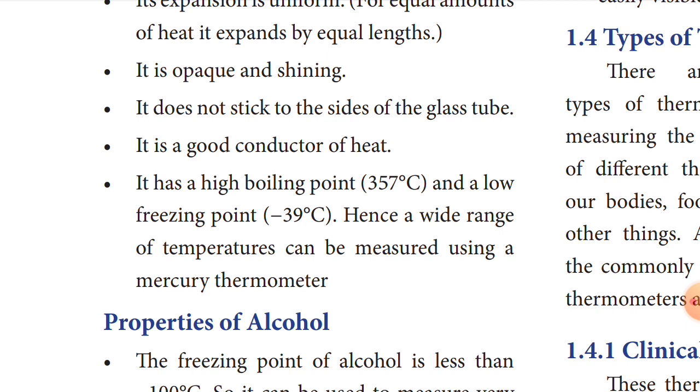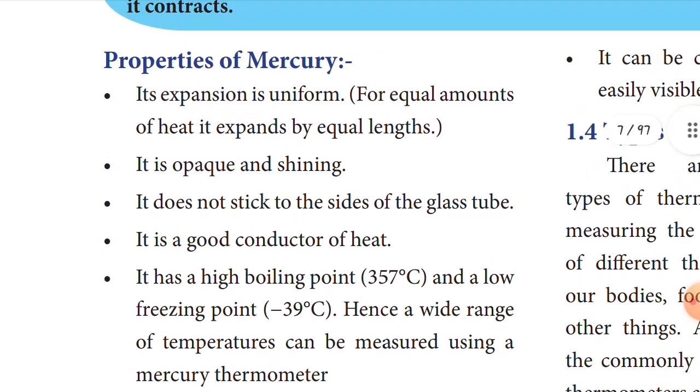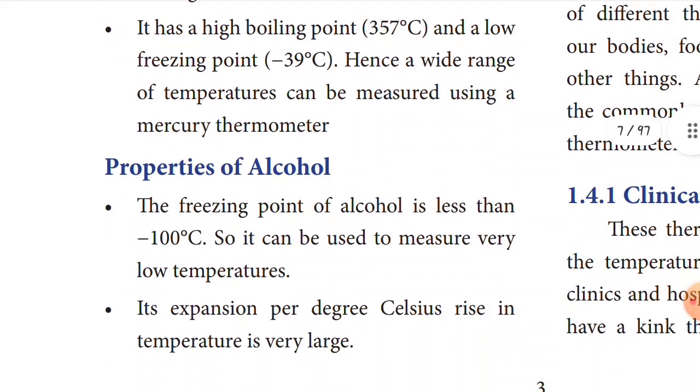And low freezing point, children, it is minus 39 degrees Celsius. Hence a wide range of temperatures can be measured using this mercury thermometer. This is a very important 5-mark question, children. Write the properties of mercury, means you have to write these points, okay.